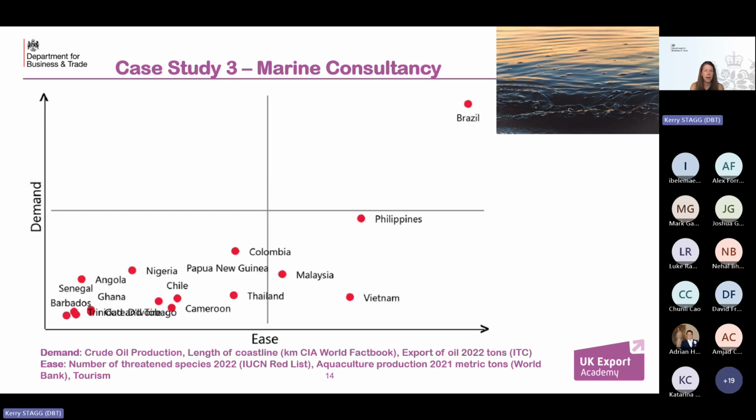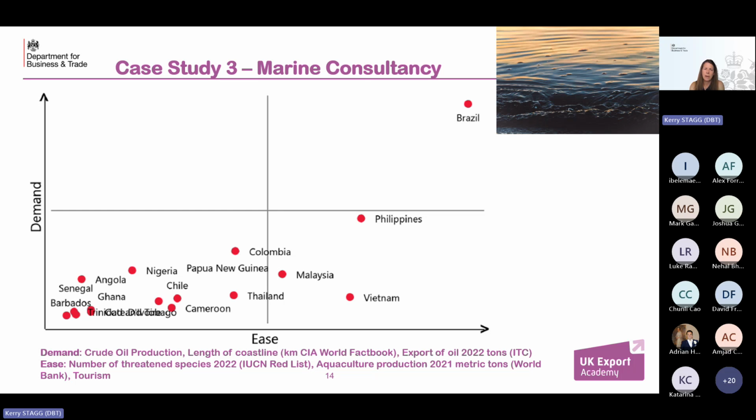So what did it look like? Well, you can see here quite an extreme example where Brazil is standing out very much as being the most attractive market. Obviously, they've got a massive coastline. They produce a lot of oil, they export a lot of oil. So that's very much dominating. And the same in terms of aquaculture, tourism, the number of threatened species, so all of those ease metrics were very strong as well for Brazil.